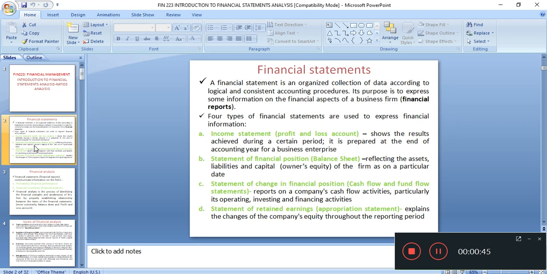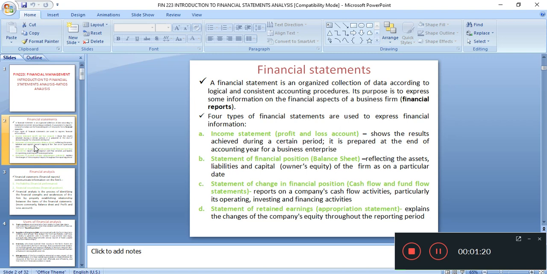A financial statement is an organized collection of data according to logical and consistent accounting procedures. Its purpose is to express some information on a financial aspect of a business firm. It is a financial report. Here we have four types of financial statements that express financial information.